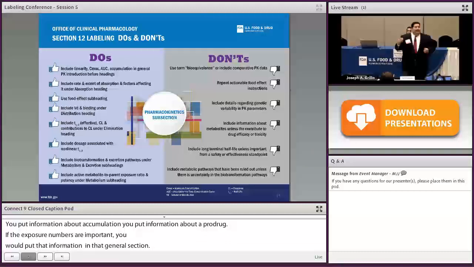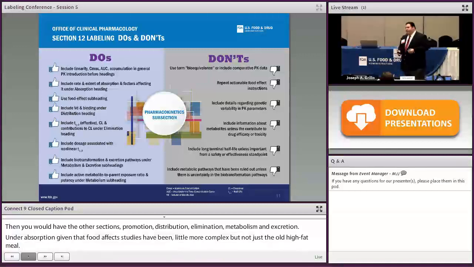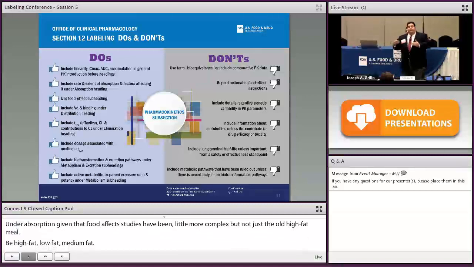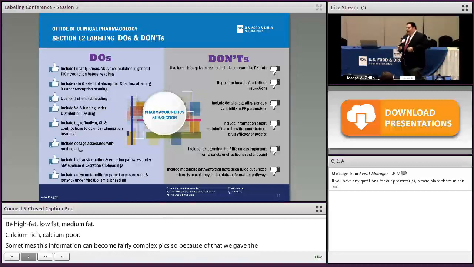Under absorption, food effect studies have become a little bit more complex, so it's not just the old high-fat meal anymore. It could be high-fat, low-fat, medium-fat, calcium-rich, calcium-poor. Sometimes this information can become fairly complex. Because of that, we gave the option of putting in a subheading for food effects under the absorption heading.